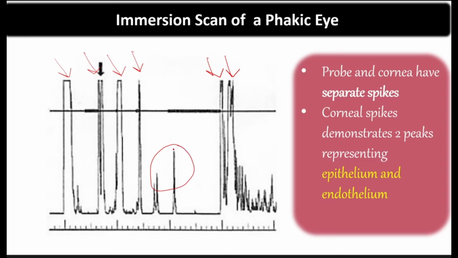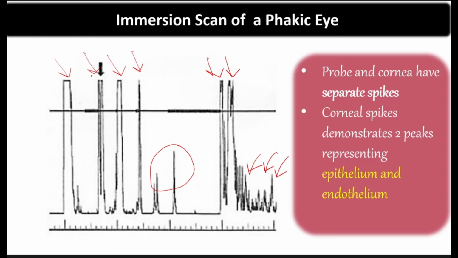These might be coming from the vitreous degeneration or structures present within the vitreous. Then over here, you have smaller wavelets which are coming from the orbital fat. Now, two important things that you have to remember which differentiate it from a contact biometer. In an immersion scan, you have the separate probe and corneal spikes.